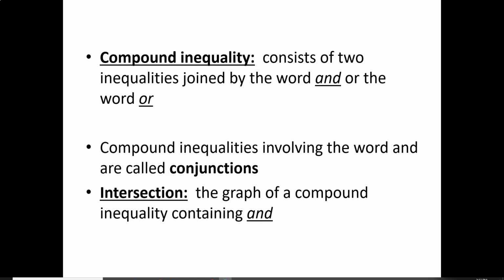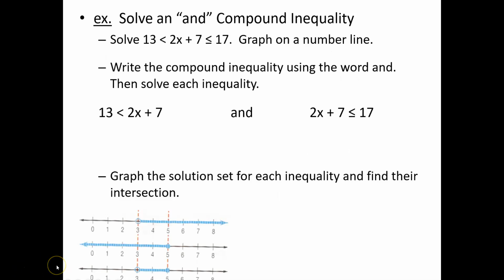Okay, a compound inequality consists of two inequalities joined by the word and or the word or. Compound inequalities involving the word and are called conjunctions, and it's the intersection, the graph of a compound inequality containing and. Solving an and compound inequality. Solve 13 is less than 2x plus 7 less than or equal to 17. Graph on a number line.